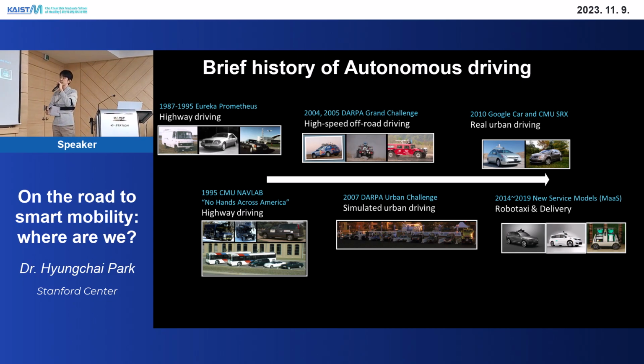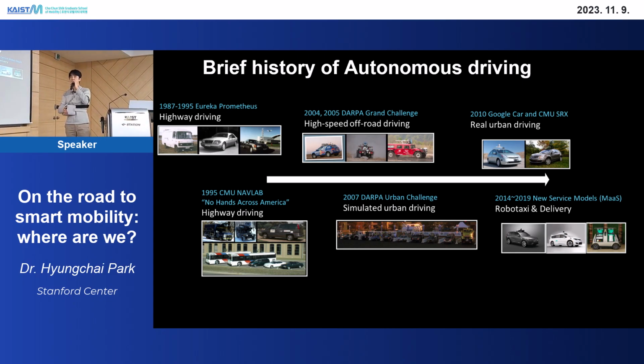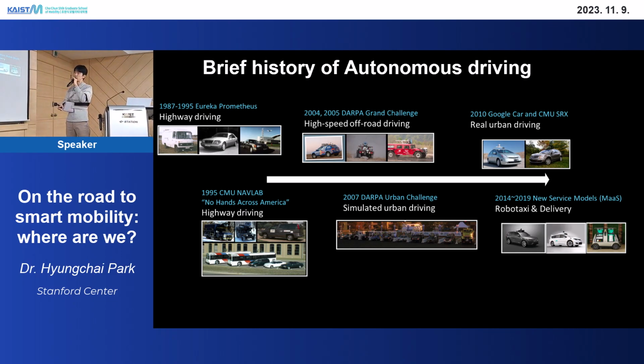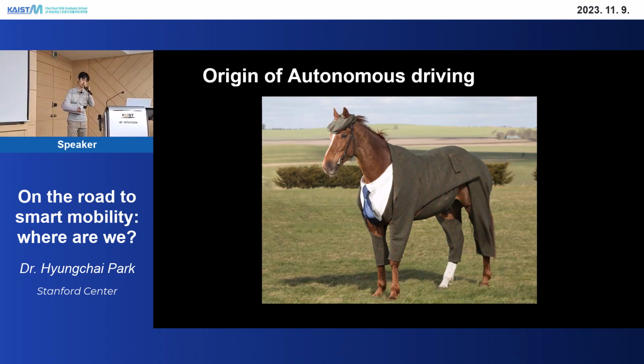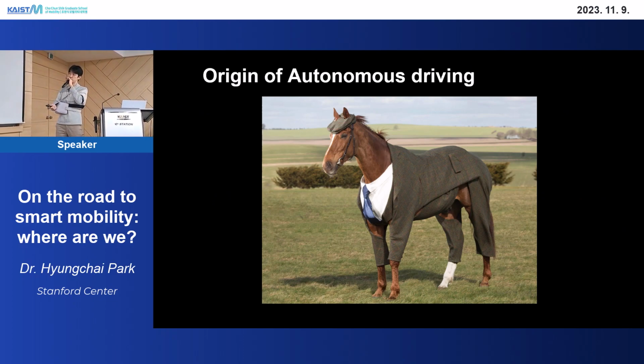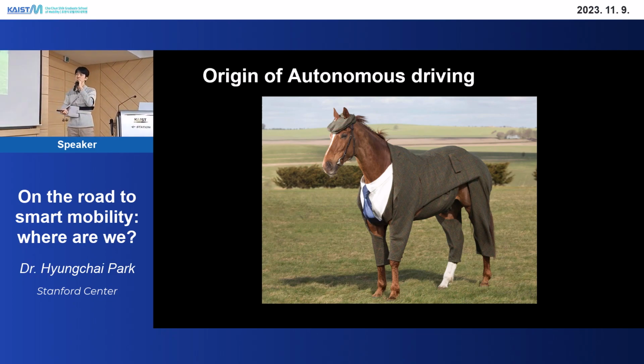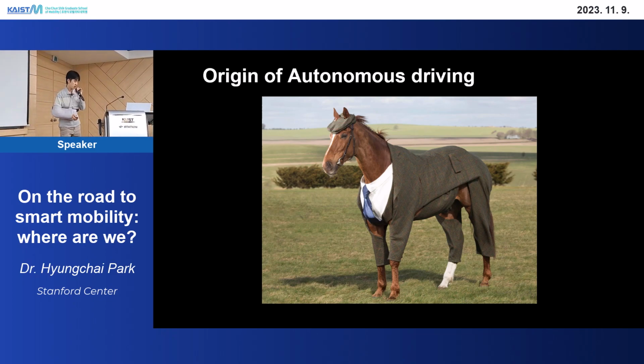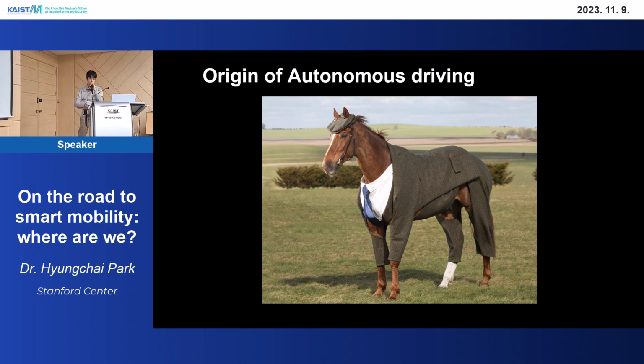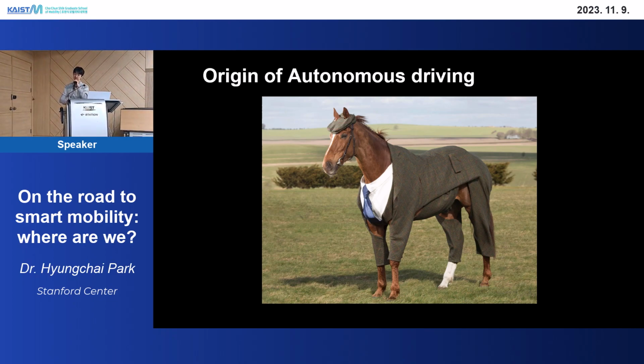Personally, I think it's because we already have a transportation mode that enables autonomous driving, which is a horse. A well-trained horse can bring a person from point A to B without specific directions. So human beings might have a DNA that makes people feel comfortable with autonomous driving.